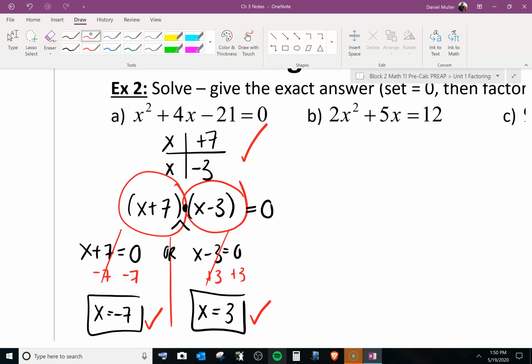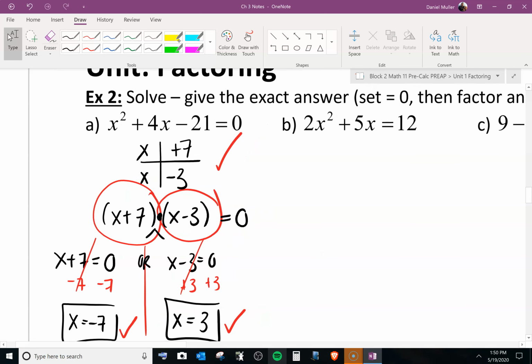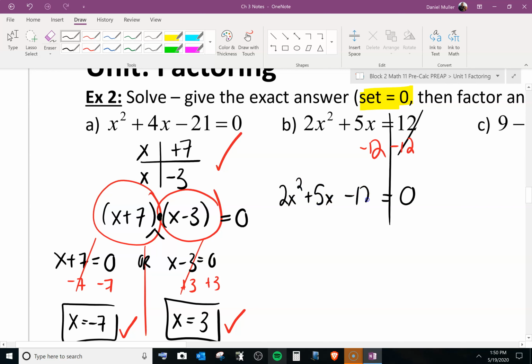So I realize that we're moving pretty fast here. I am going to show you the next one, stop the video, and then I'll do some more in the next video. This only works if you set the equation equal to 0. So the very first thing I need to do is minus this 12 from both sides. So that's gone. I get a 0. And on this side, I have 2x squared plus 5x minus 12. The 12 is not a like term, it can't be combined.